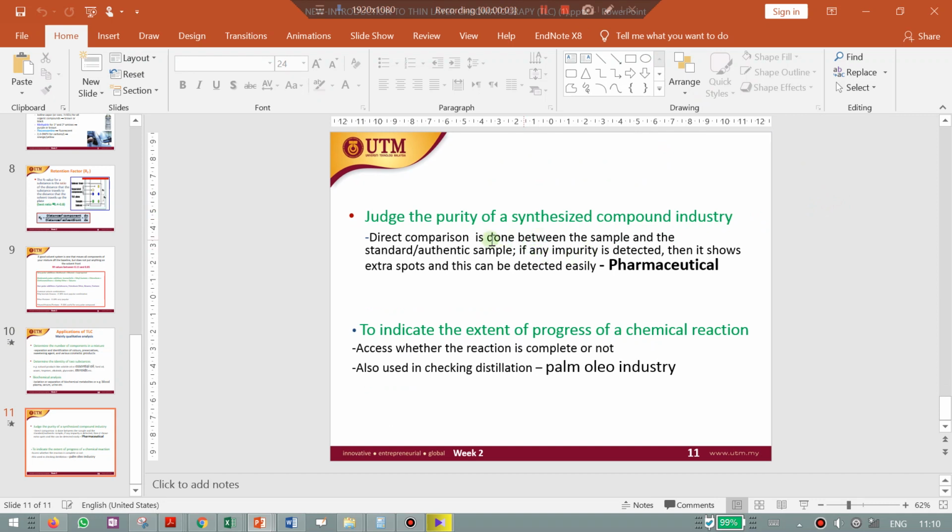Right, the next application: judge the purity of synthesized compound in industry. Direct comparison is done between the sample and the standard authentic sample. If any impurity is detected, then the extra spot can be detected easily. Okay, ni antara contoh yang lain lah.